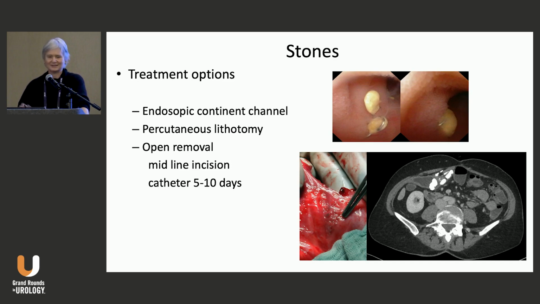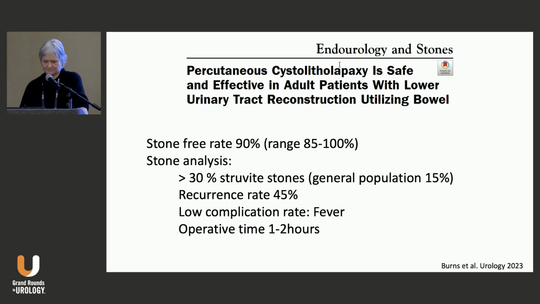And in the CT scan, you can actually see the channel. They're sitting there, these little points all the way along the cutaneous continent channel. A recent publication, percutaneous cystolitholapaxy is safe and effective in adult patients. Stone-free rate was about 90%, a rate from 85 to 100. The stones are mostly infectious stones, a higher rate of infectious stones than the general population. As I mentioned before, a high recurrence rate.